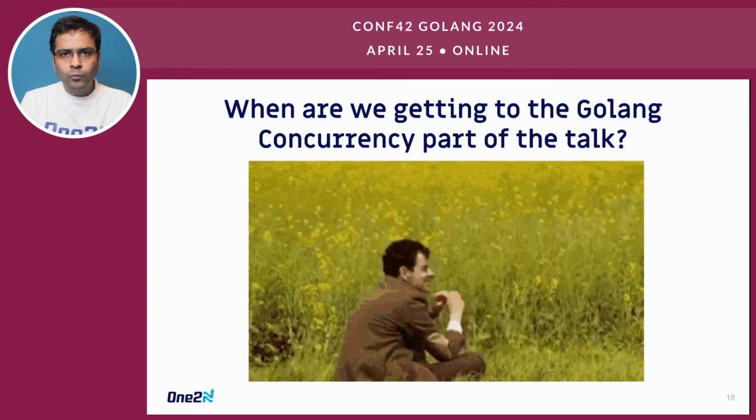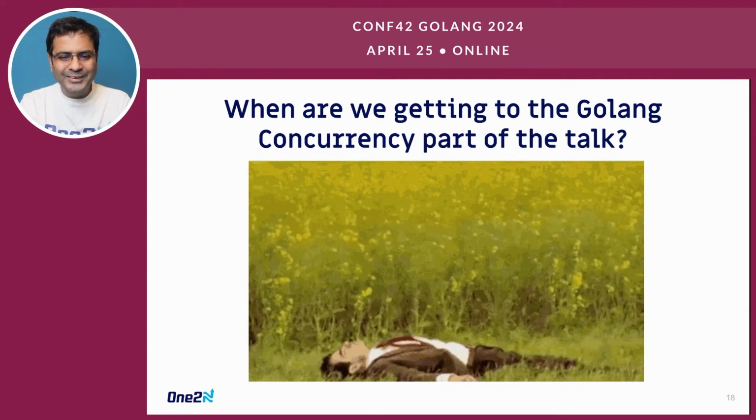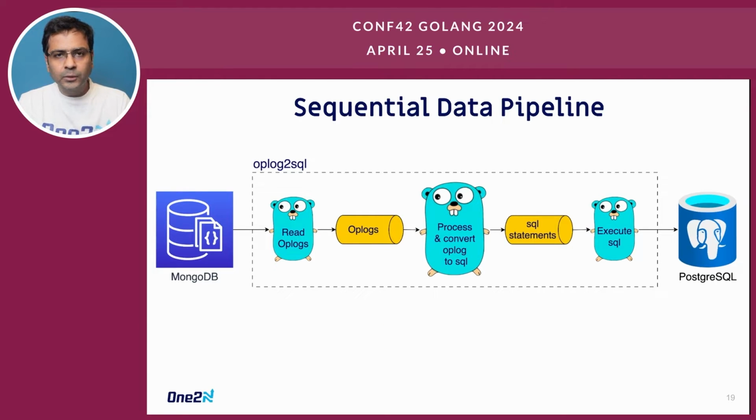You might be wondering, when are we really getting to the concurrency and the Go part of it? Well, the wait is over. Here is what the sequential pipeline looks like. Fundamentally, our idea is to migrate data from MongoDB on one side to Postgres on the other. The way we do this is we write a utility or a program, let's call it oplog to SQL. That program is going to read the oplogs from MongoDB sequentially as they come.